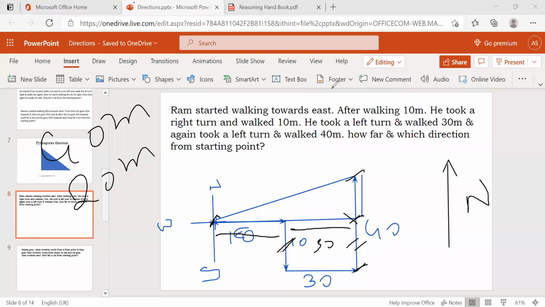This total length is nothing but this way, east way, he traveled 10 meters first of all. Then again east side, he traveled 30 meters. So this 10 meters and 30 meters, both is nothing but 40 meters. East side he traveled, okay, the straight line from the origin.